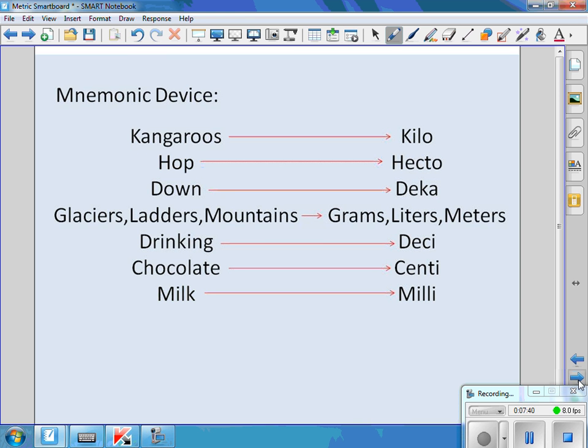For these prefixes and the base units, grams, liters, meters, I've given you a sentence here. So go ahead and write that down in your notes, and I would memorize this. It's a lot easier to remember a sentence, even if it's a silly sentence, than it is to remember the prefixes. So the sentence is, kangaroos hop down glaciers, ladders, mountains, drinking chocolate milk. If you can remember this sentence, then you'll be able to fill in your charts when we get to the math portion.